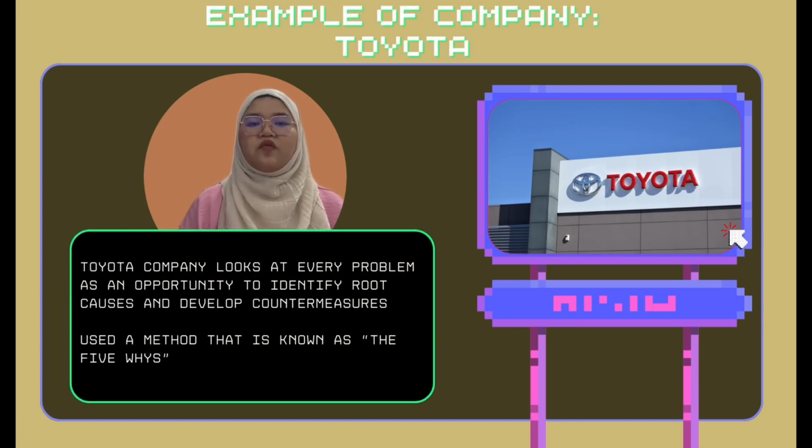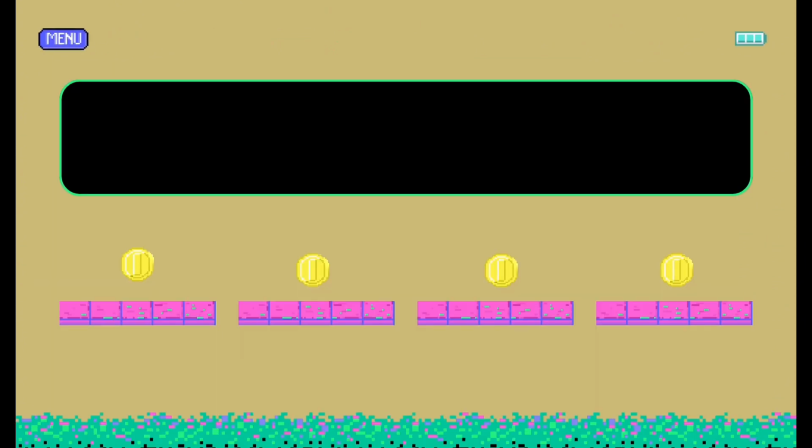Moving on to the last part of the video, which is the example of a company that is using organizational learning. One of the companies that use and implement organizational learning is Toyota. This is because, based on Jeffrey Liker, Toyota looks at every problem as an opportunity to identify root causes and develop countermeasures. This company has also used a method known as the 5 whys, simply said by asking why, they are able to resolve all of the problems that arise and develop new knowledge in their organization by changing the policies and the procedures based on what they have learned.